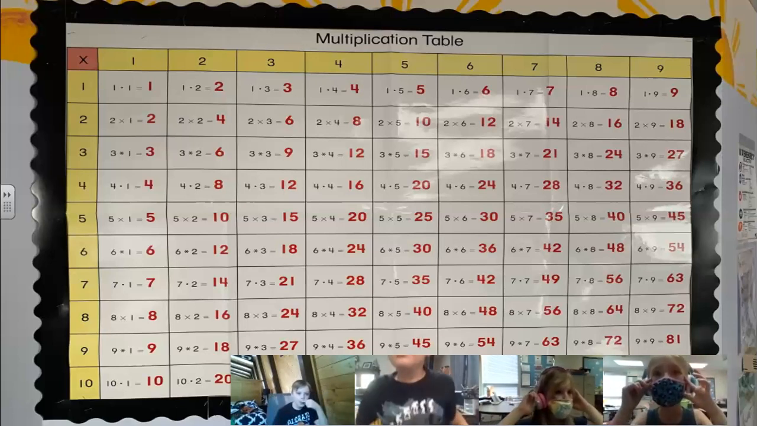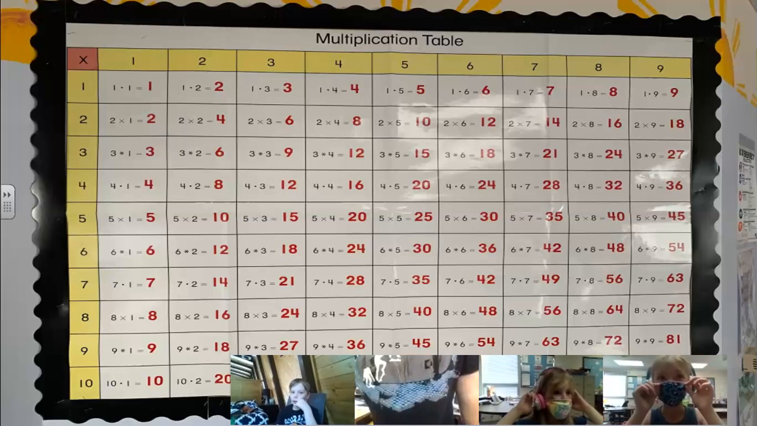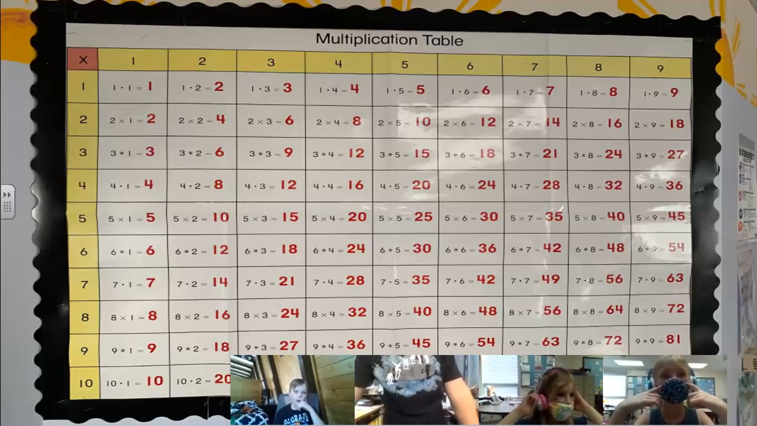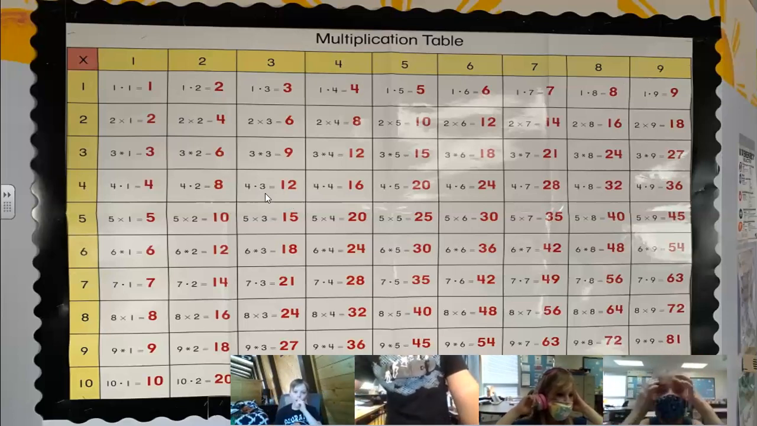All right, Cooper's got it. What is it, buddy? 12, he says. Give him sparkles if you agree. How do you know? You're right. 3 times 4 is 12, or 4 times 3.